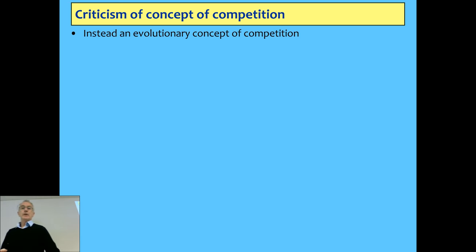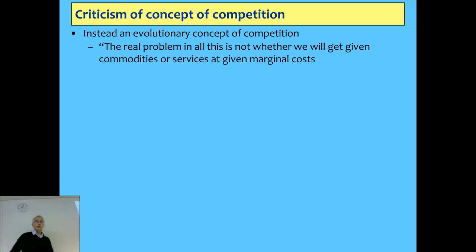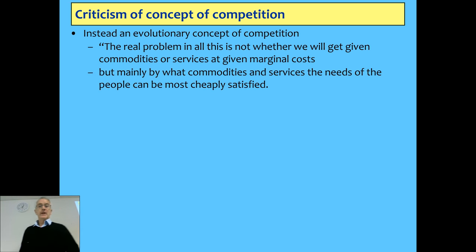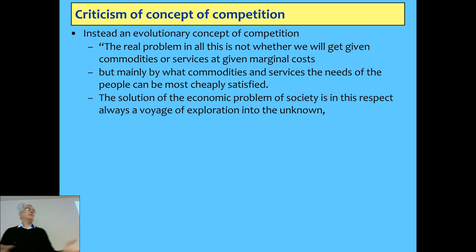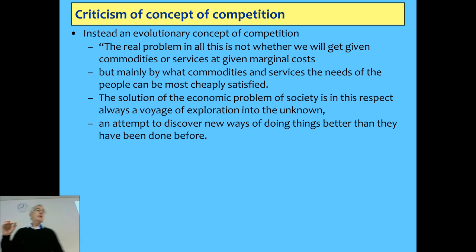So what you get is an evolutionary idea of competition. It's not whether we get things at their marginal cost, which is the neoclassical focus. It's what can be satisfied by what's manufactured. And how can we expand the range of features that are satisfied by a particular class of products? So what we've got is not a marginal cost and everybody trying to get down to the lowest possible cost, but trying to find new ways of doing things better than they've been done before.